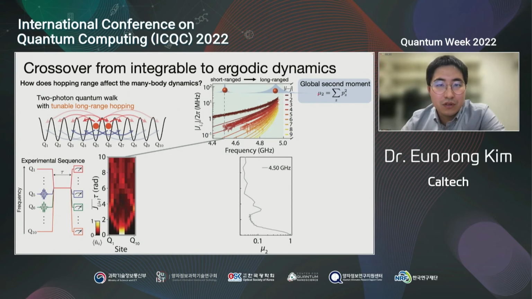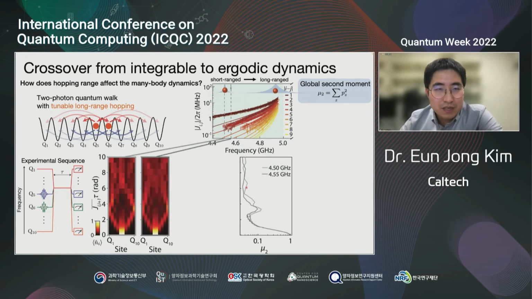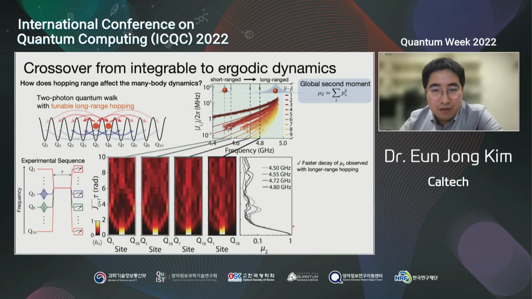For example, the global second moment mu2, which is a sum of squares of all bit string probabilities, reflects the evolution of randomness across the system. And we can see that the moment starts from unity, decays quickly to some value with some recurrences, and then eventually converges to a final value. As we increase the hopping range by moving closer to the band edge, we find that the initial decay to the final value becomes faster with smaller recurrences.